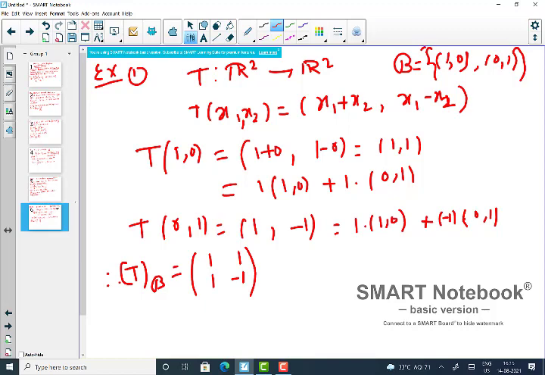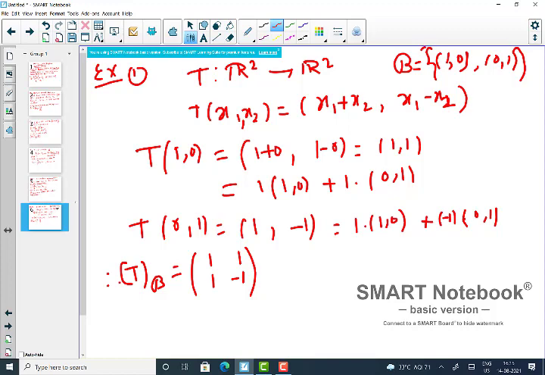Now if you change the standard basis to another basis, you will have a different matrix. And there are relations for how you can relate these two matrices, which we will discuss later. It's called the change of basis matrix. So this is one example. You can have many more examples of this.